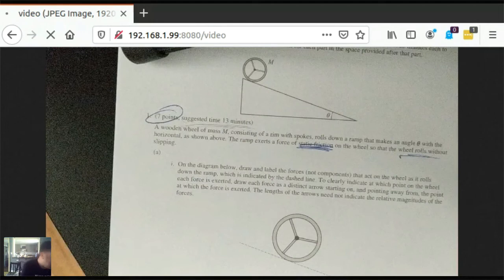Where does friction actually take place on the wheel and the ramp? Which point do we see friction acting on? Okay, the base of the wheel, yes. The base of the wheel opposite the direction of motion. So we're going to have a dot right at the bottom.